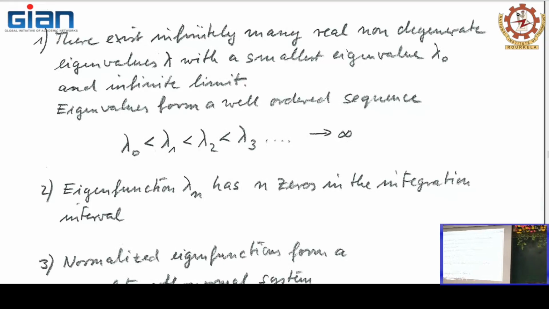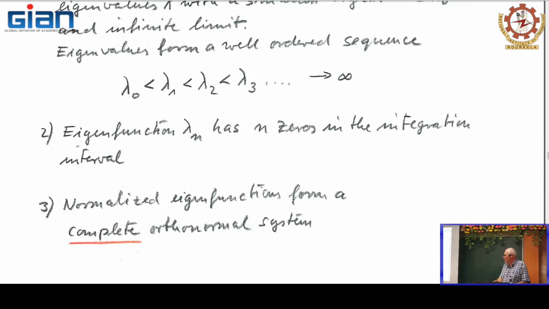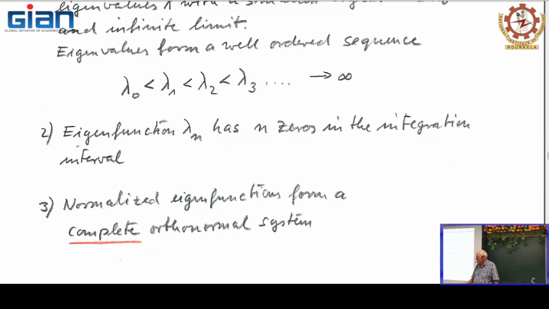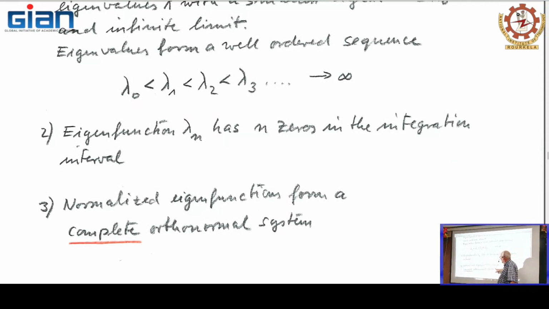The third point is that you can also show, though I haven't shown it here, that the orthonormal system is complete. This is an important additional property. So it's a complete orthonormal system. They are not only orthonormal so that you can expand some function, but you can expand any function. This means completeness.